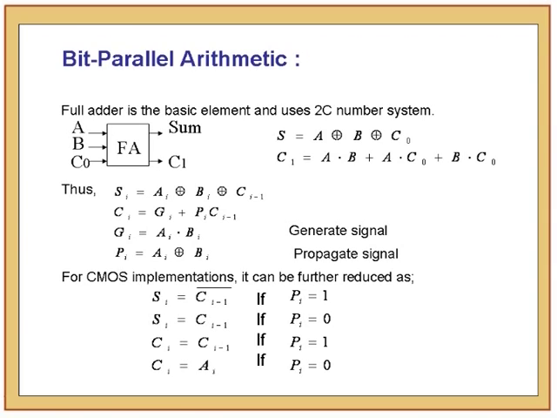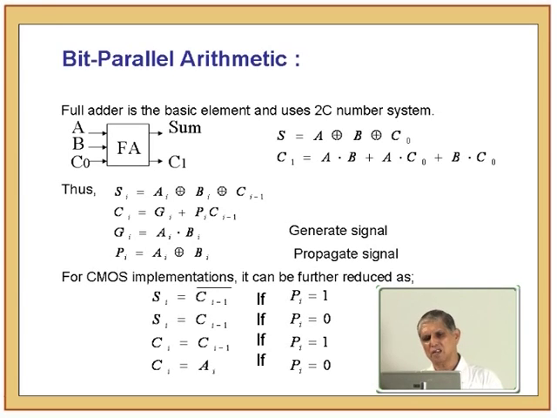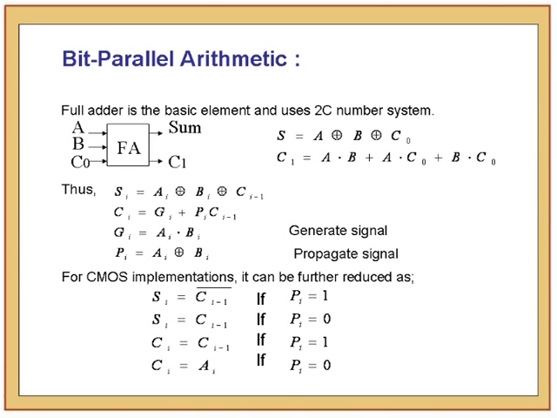In the case of bit parallel arithmetic, here is something which we do. This will come back again. Essentially, let's say A and B are inputs and C0 is your initial carry. So S is A XOR B XOR C0 and the new carry is A dot B plus A dot C0 and so on. But this can itself be represented in another format, and I think we will come back to this a little later, because I am going to discuss this anyway.